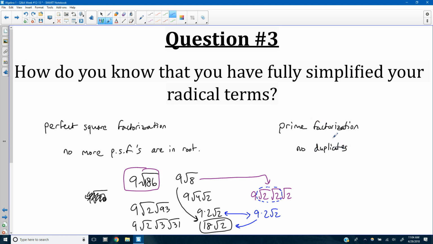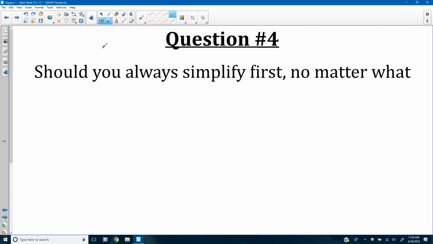Now this is true for variables as well, and I know a variables question will be coming up later, so here we go. Question number 4, should you always simplify first no matter what? Almost unequivocally, yes. The main reason for this is, number 1, you are avoiding larger numbers to deal with if you have to.